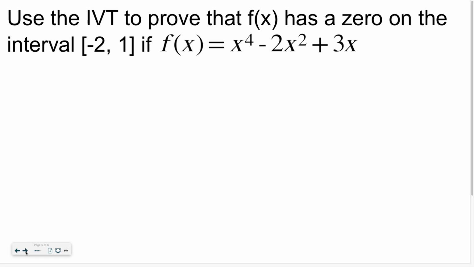All right, so we have an interval of -2 to 1. Did you write that down? Yes. And are you writing down that f of x is x to the 4th minus 2x squared plus 3x?